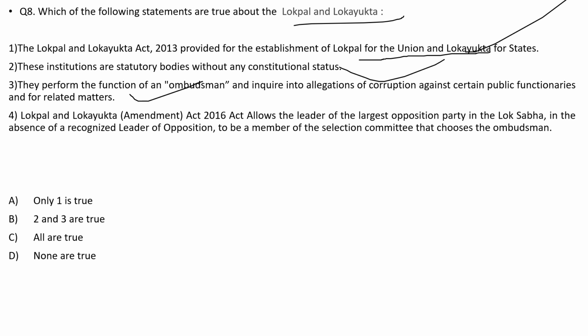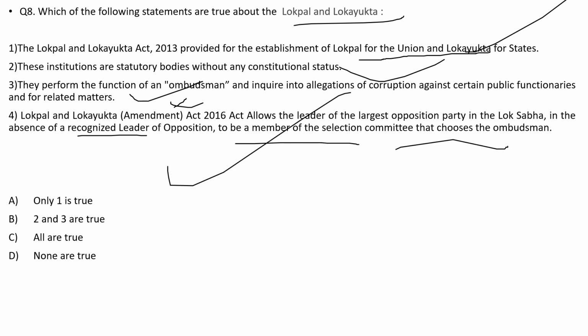This is correct. The Lokpal and Lokayukta Amendment Act 2016 allows the leader of the largest opposition party in Lok Sabha, in the absence of a recognized Leader of Opposition, to be a member of the selection committee that chooses the ombudsman.